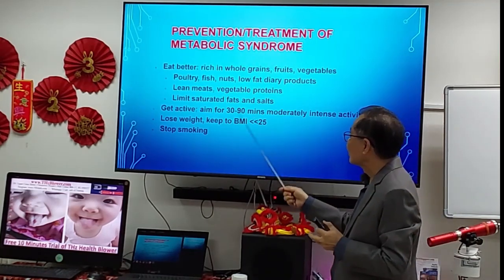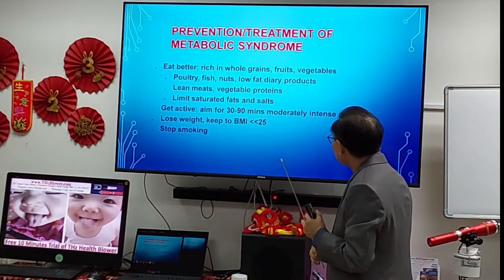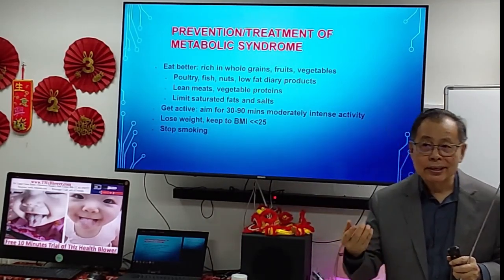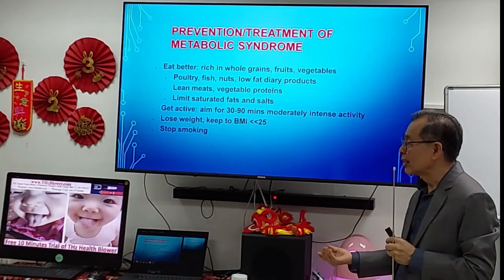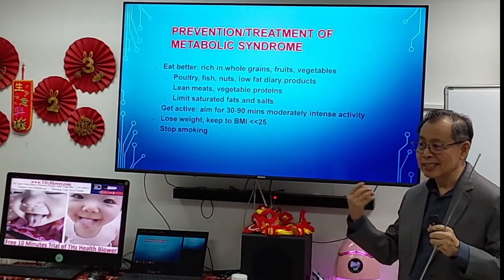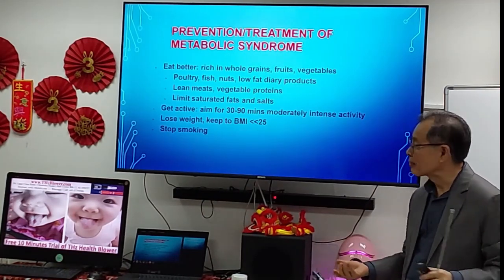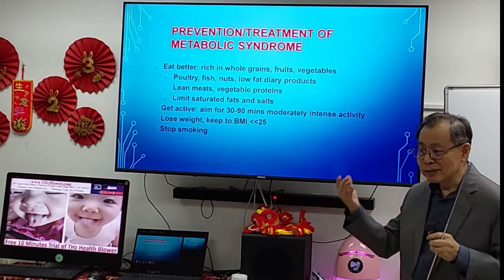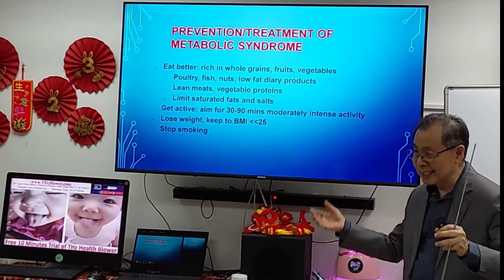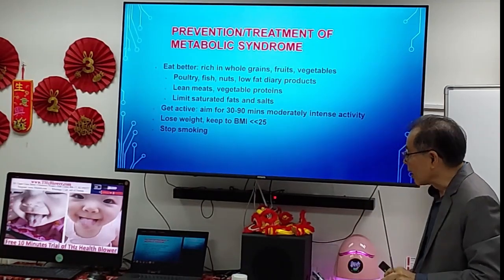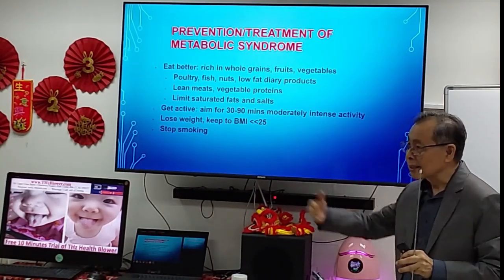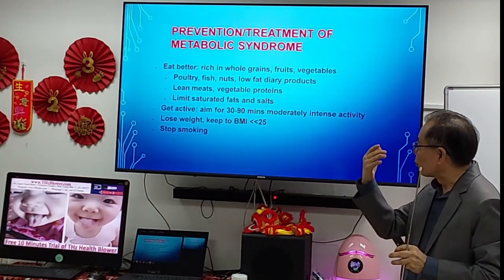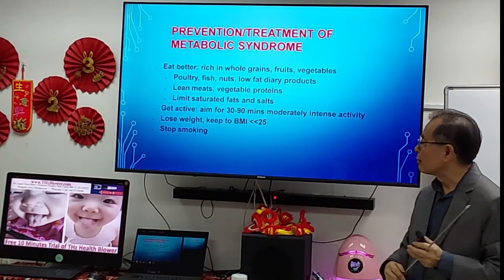And be active. 30 minutes of moderately intense activity. 30 minutes is enough. Brisk walking if you still can walk. Cycling if you can't walk, if you still have the legs to cycle. Or swimming. Must keep active, 30 minutes. And if you are still healthy, with your legs and arms still there, be active. The more active you are, the more you get your blood sugar under control. And once you keep it under control, you're better off.